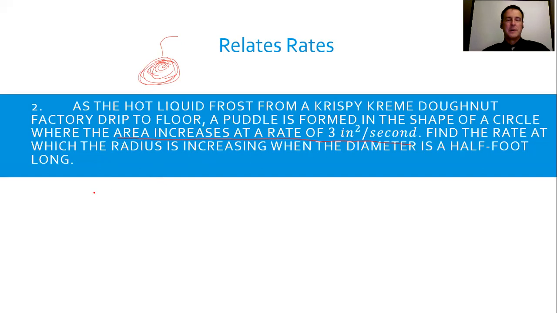Okay, so here's what I got. Circles have 2 formulas. It's either pi r squared or its circumference. And since I'm not really looking at the distance around a circle, it's the area, what I'm going to do is use the area formula with respect to time.